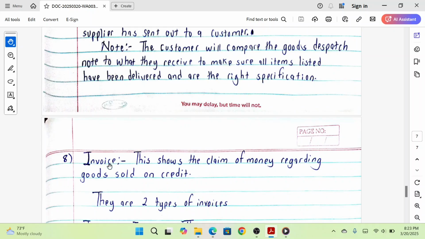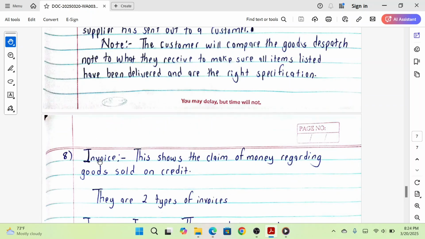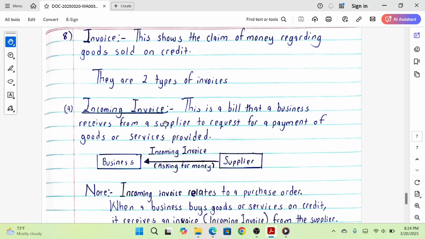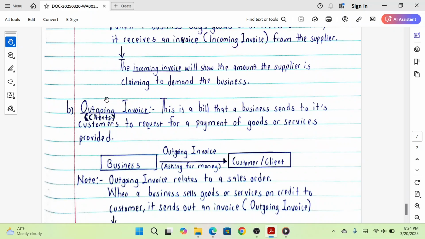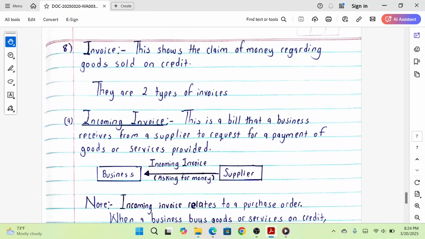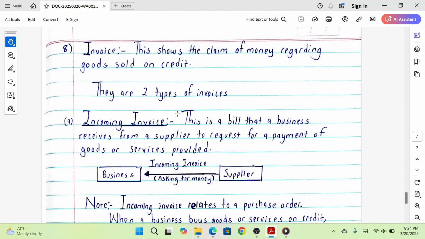So now this invoice shows the claim of money regarding goods sold on credit. And with the invoice, there are two types of invoices. We are having the incoming invoice and also the outgoing invoice. Now, what is the difference between these two? The incoming invoice is a bill that a business receives from a supplier to request for a payment of goods or services. Now, this is a diagram to illustrate.